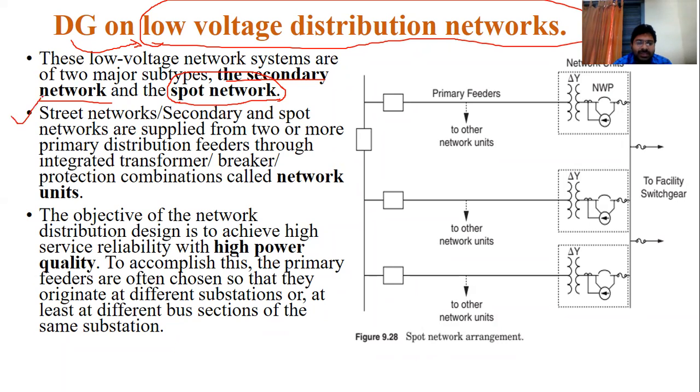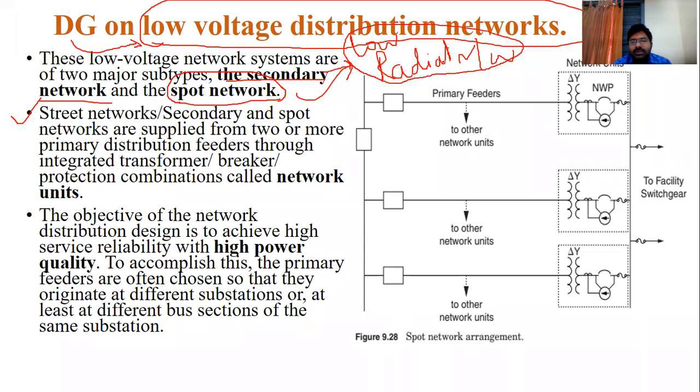So now see this. What are these spot and secondary networks? All these networks are derived from the radial feeders, the radial network. Remember, all these networks are derived from the radial network. A secondary or spot network is nothing but a low voltage radial network. You know what the advantages of a radial network are.